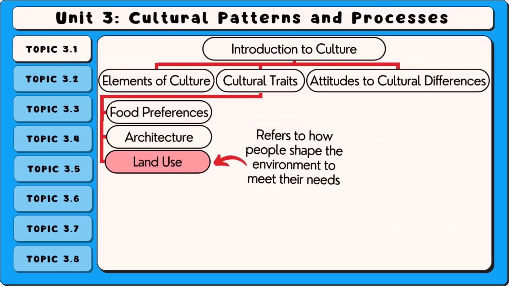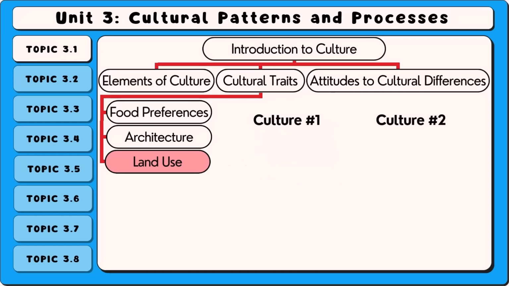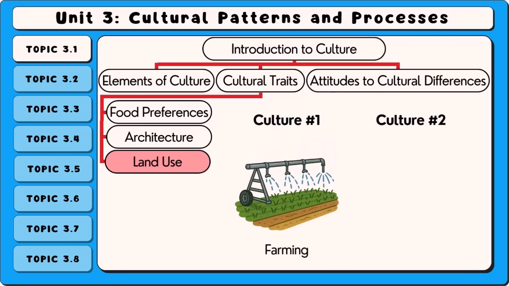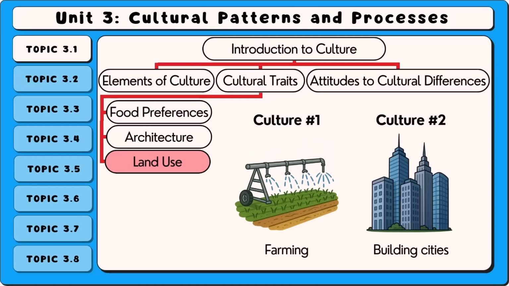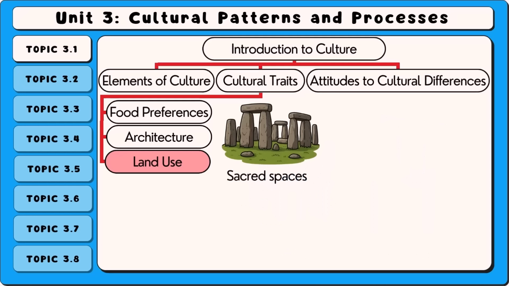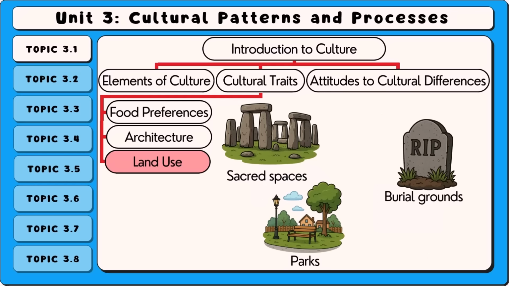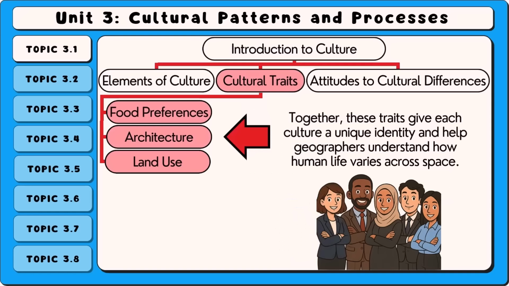Land use refers to how people shape the environment to meet their needs. For example, one culture might use land for farming, while another uses it for building cities. Sacred spaces, burial grounds, and parks also show how culture influences the way people value and organize land. Together, these traits give each culture a unique identity and help geographers understand how human life varies across space.